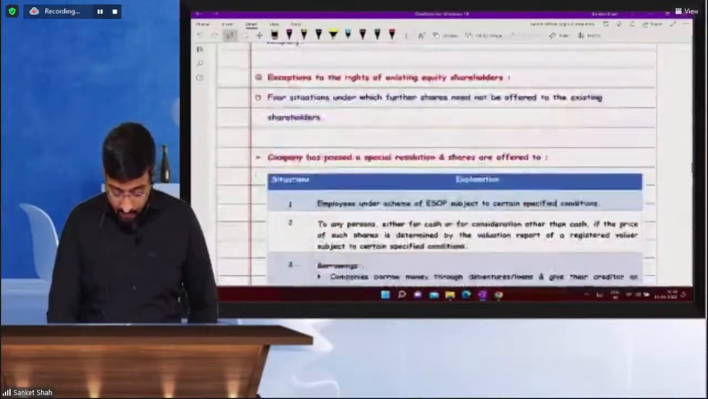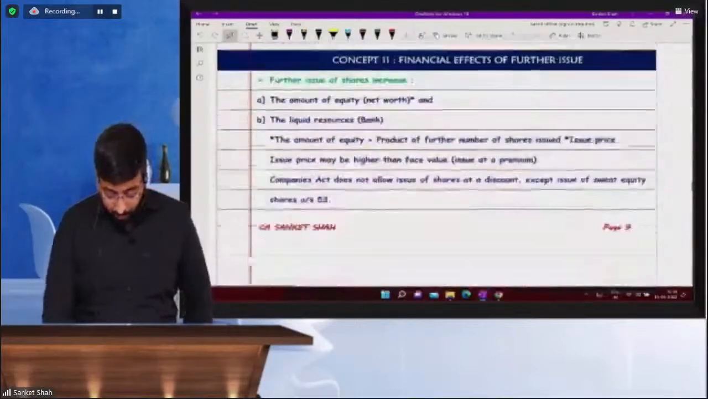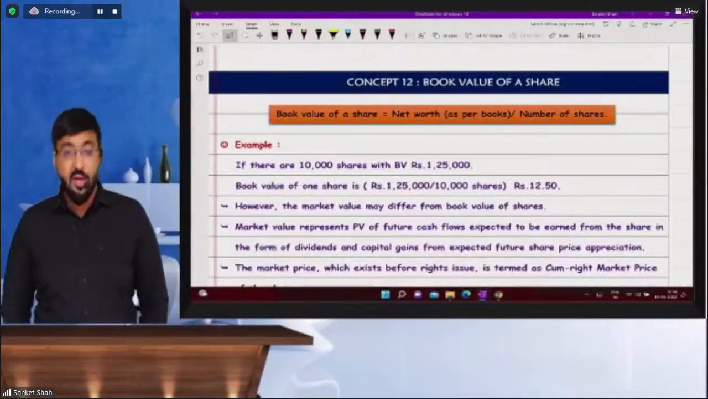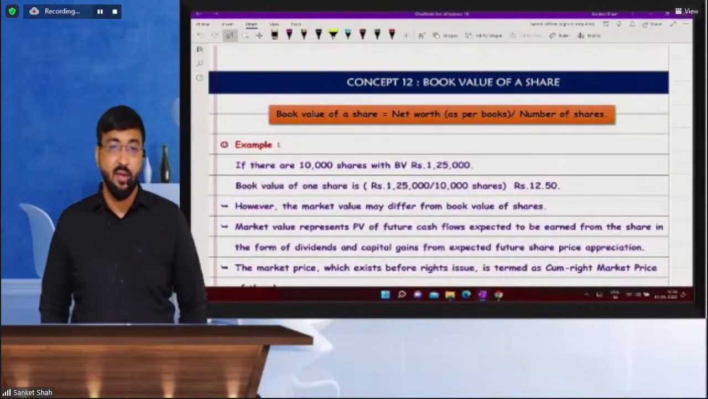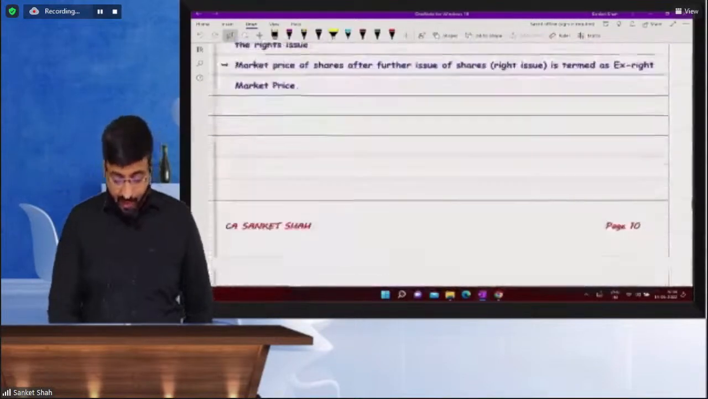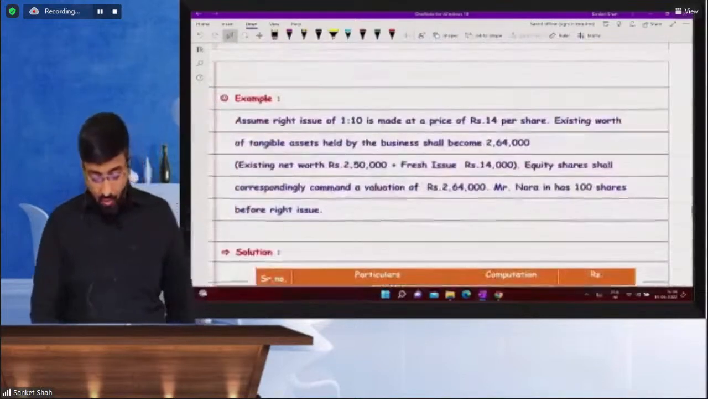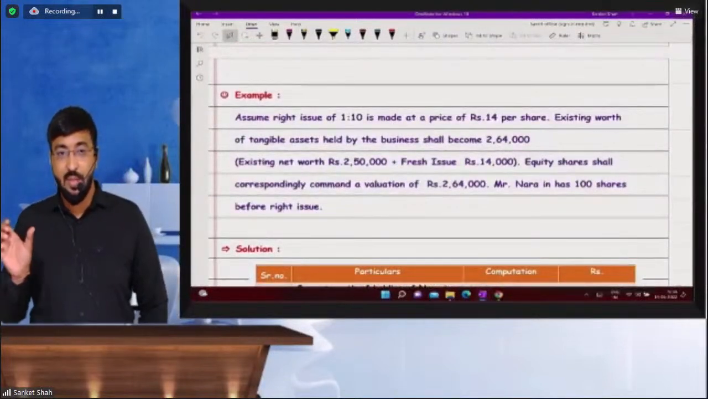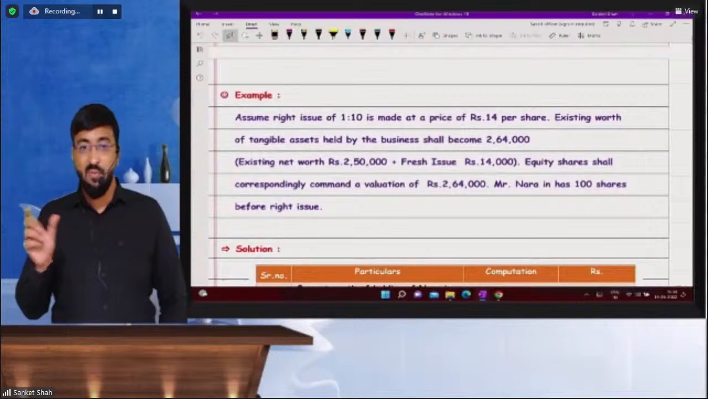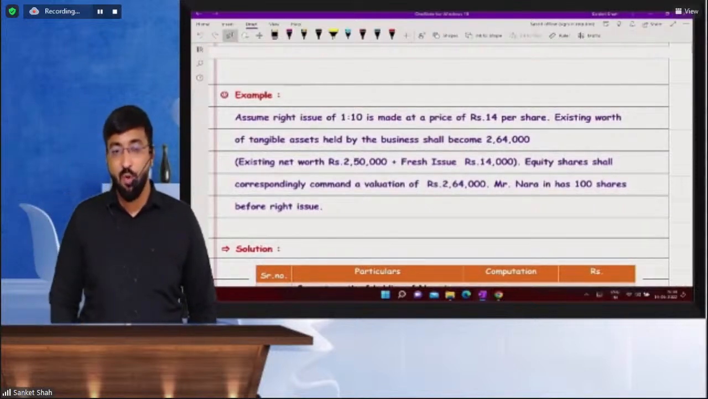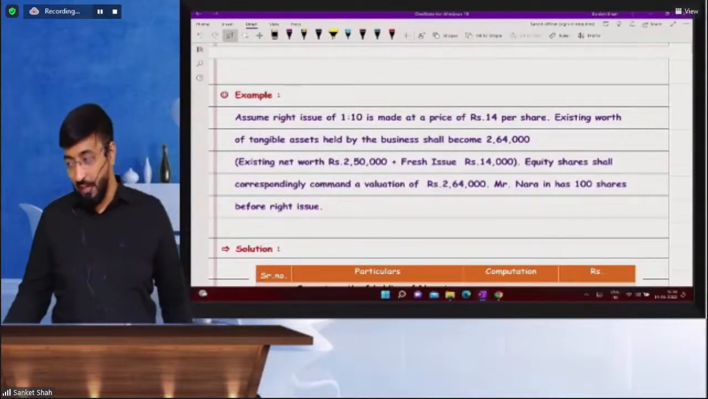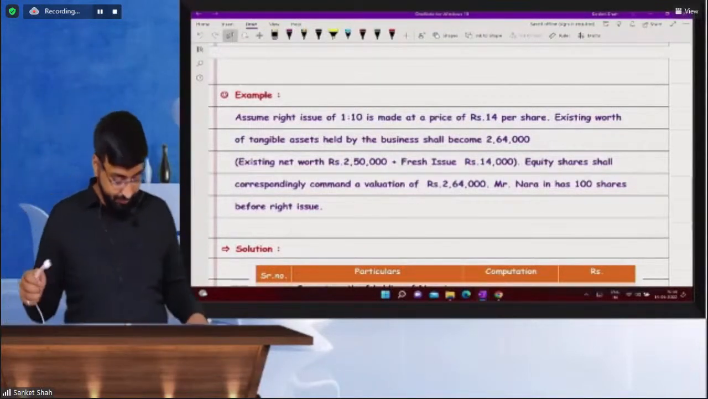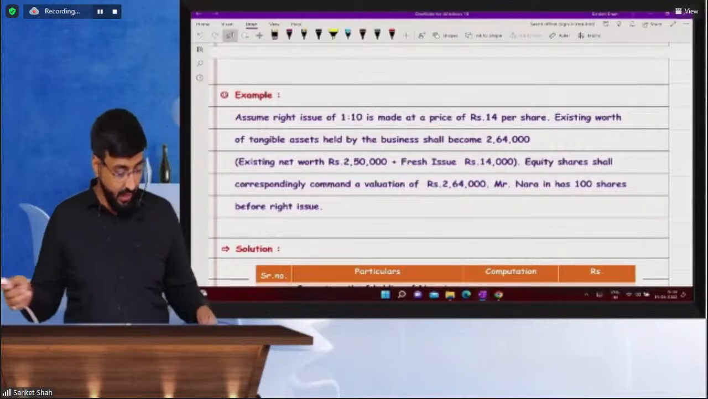You are using that formula: number of shares, the book value of a share is the net worth of the company divided by number of shares, and the theoretical ex-right price you are going to calculate. How to calculate the theoretical ex-right price is very simple: price before right issue multiplied by number of shares before right issue, plus right shares into right share issue price, divided by total number of shares, and you are going to calculate accordingly.